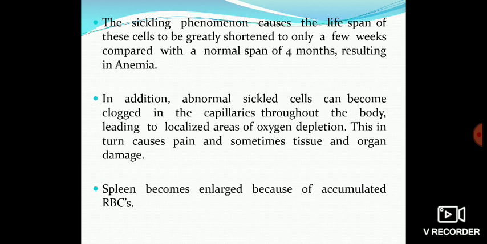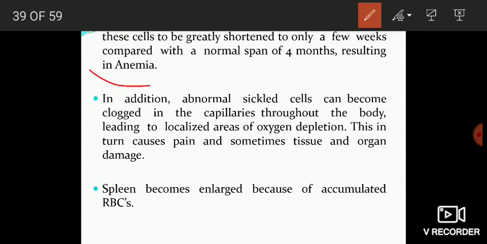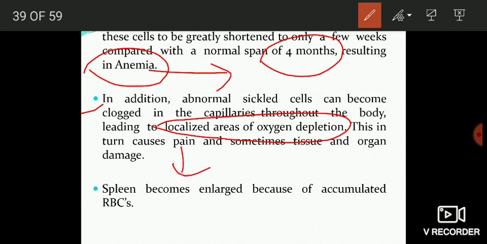The second is the sickling phenomenon causes the lifespan of these cells to be greatly shortened to only a few weeks compared with a normal lifespan of 4 months, resulting in anemia. The second phenotypic trait that this allele controls is anemia. Okay, normally the lifespan of RBCs is 4 months, but those cells which are sickle shaped, their lifespan gets reduced. It gets shortened to only a few weeks, and because of this reduction in the lifespan of RBCs, the patient feels anemia. Okay, this is the second manifestation. The third is, in addition to this, the abnormal sickle cells become clogged in the capillaries throughout the body, which leads to localized areas of oxygen depletion. Okay, and this in turn causes pain and sometimes tissue and organ damage.